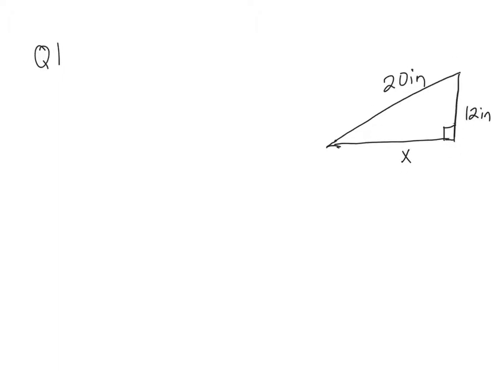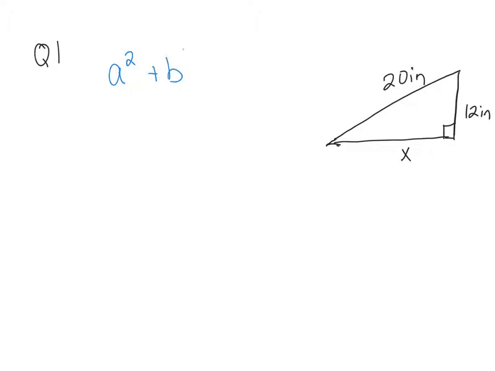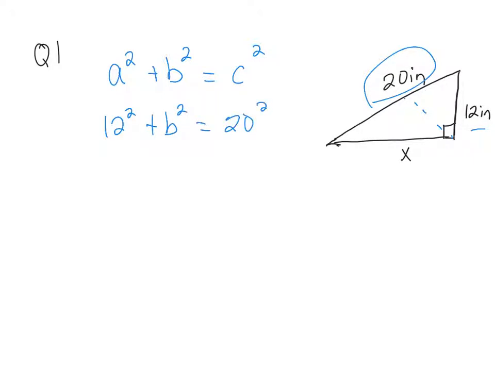The Pythagorean theorem is a squared plus b squared equals c squared. C is going to be the longest side, which is the hypotenuse here. It's across from the right angle. It doesn't matter whether you put 12 in for A or B, so I'm going to just put it as A. So we're going to put 12 squared plus b squared, which is what we don't know, equals 20 squared.